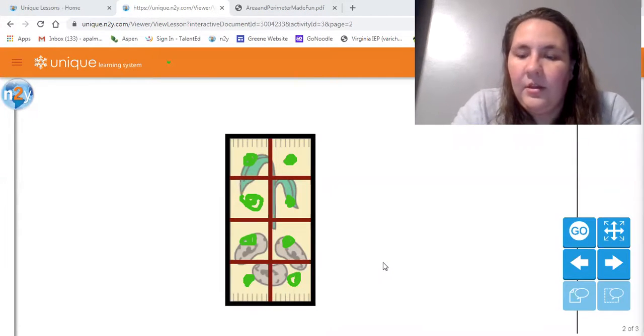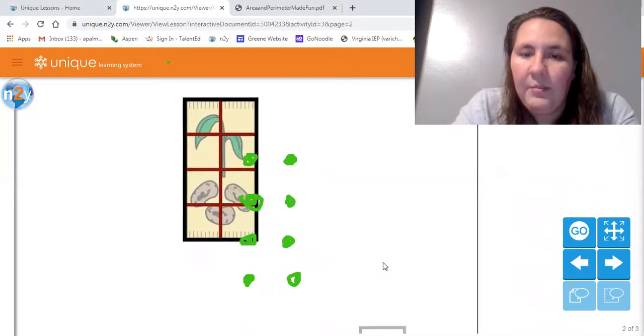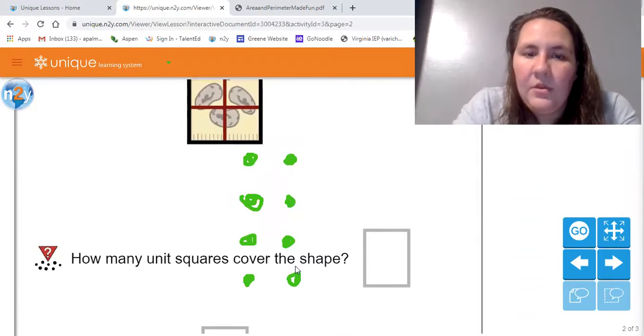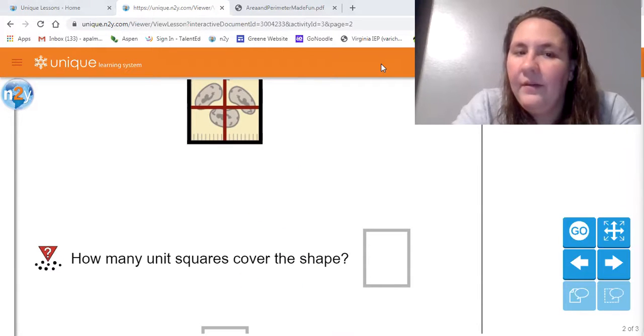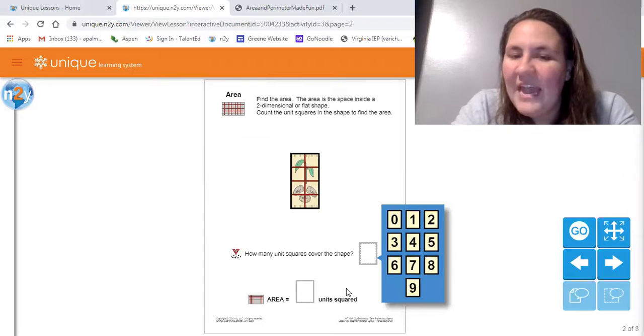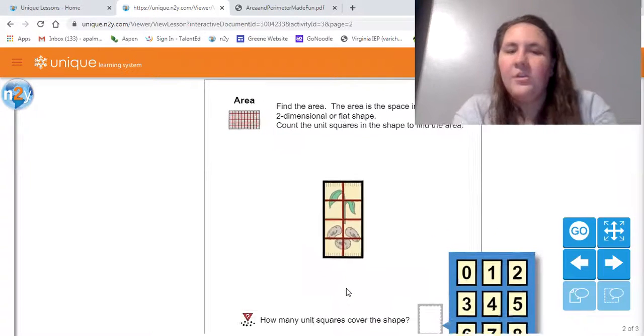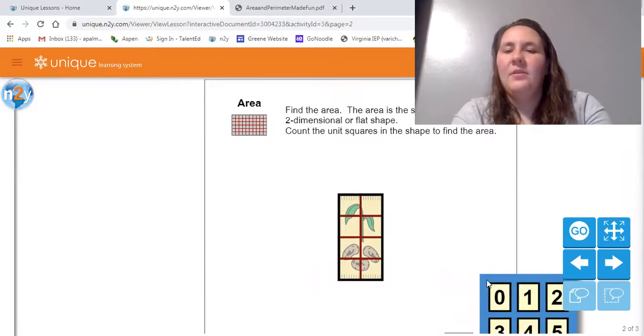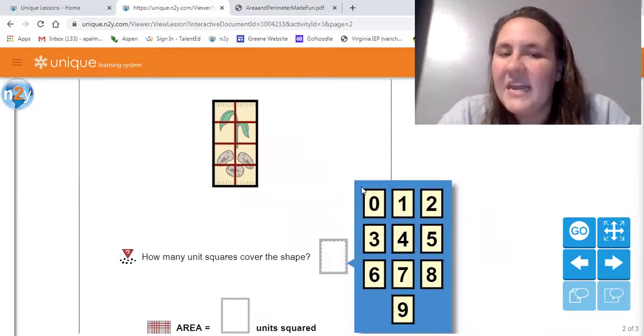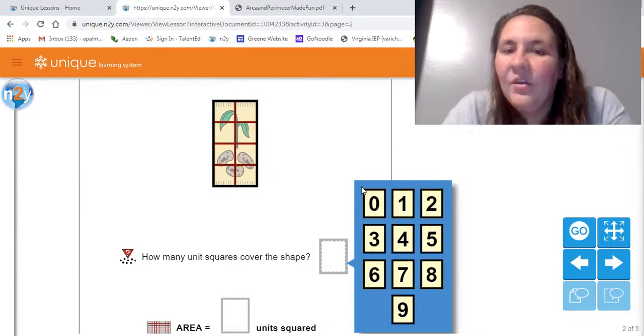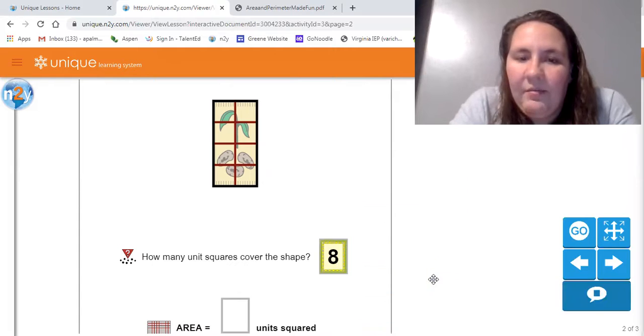So let's look if we have a choice of the number 8. How many units cover this shape? So how many did we say were there? Very good. 8. With your finger, can you touch the number 8? You find the number 8. Great job. All right. 8.